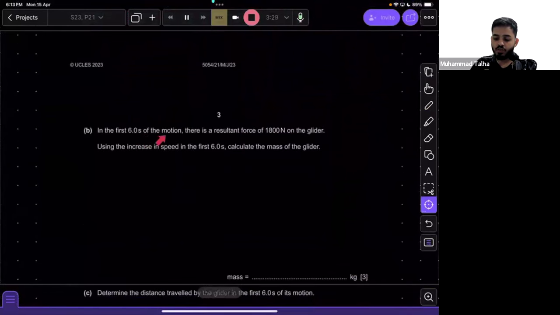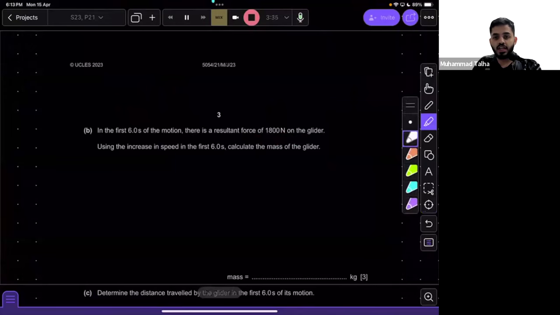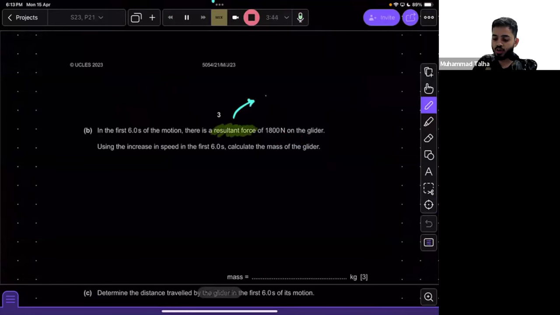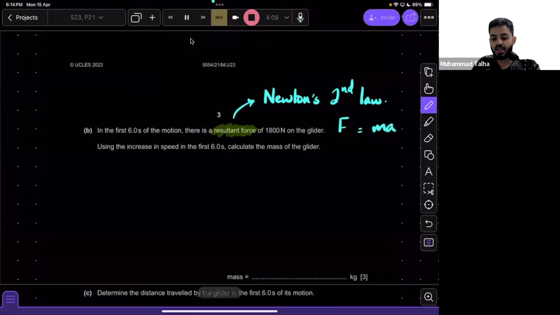In the first 6 seconds of the motion, there is a resultant force of 1800 Newton on the glider. Whenever in O levels I see this word resultant force, automatically my mind is going to be triggered to think of Newton's second law. Right? This is what resultant force relates to. Also in your syllabus, the form of Newton's second law is this: resultant force equals mass times acceleration.